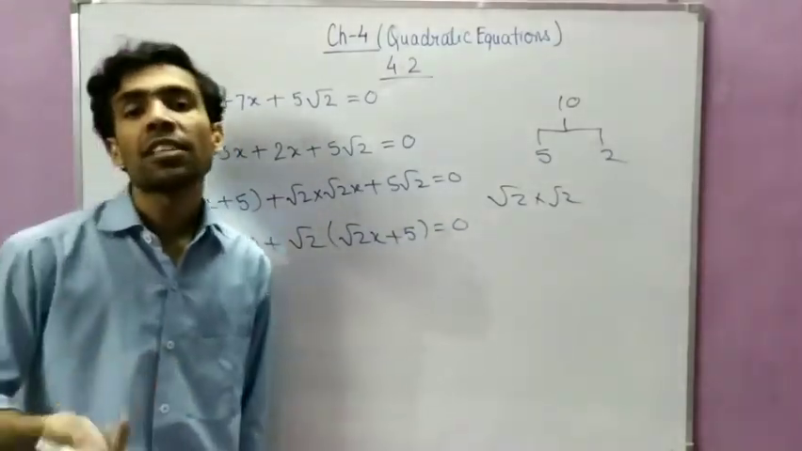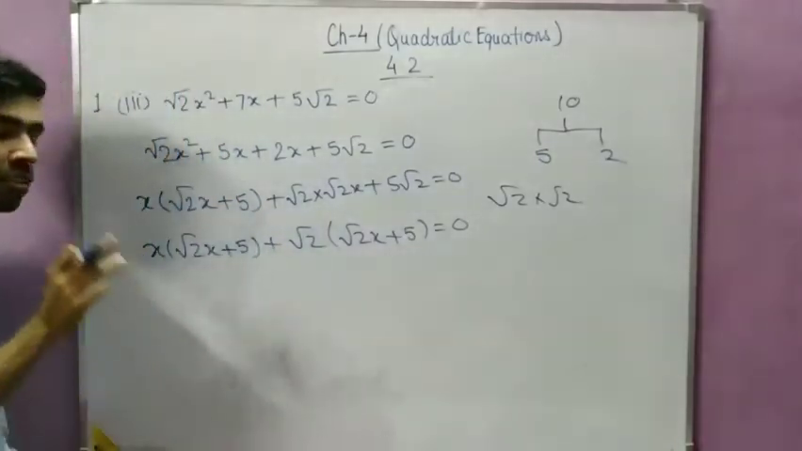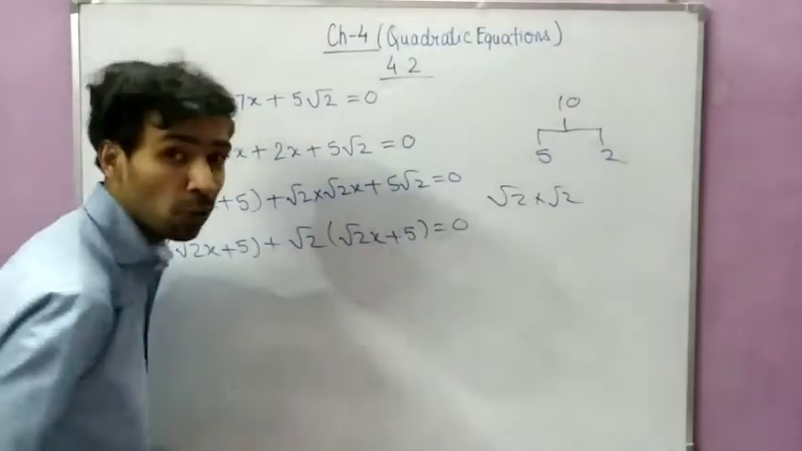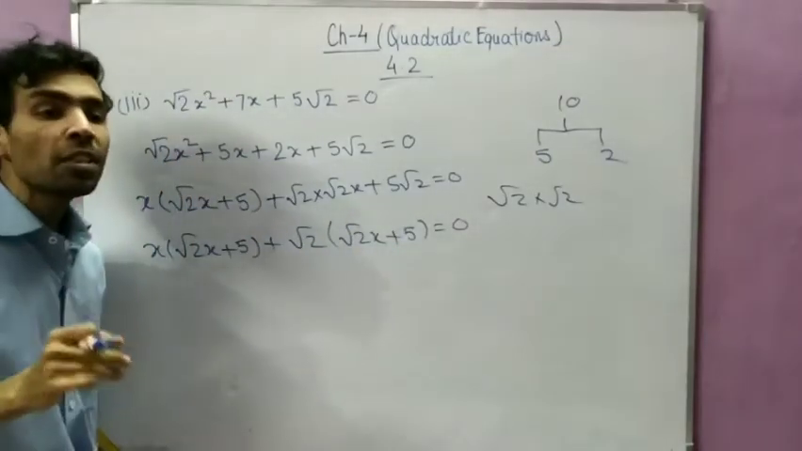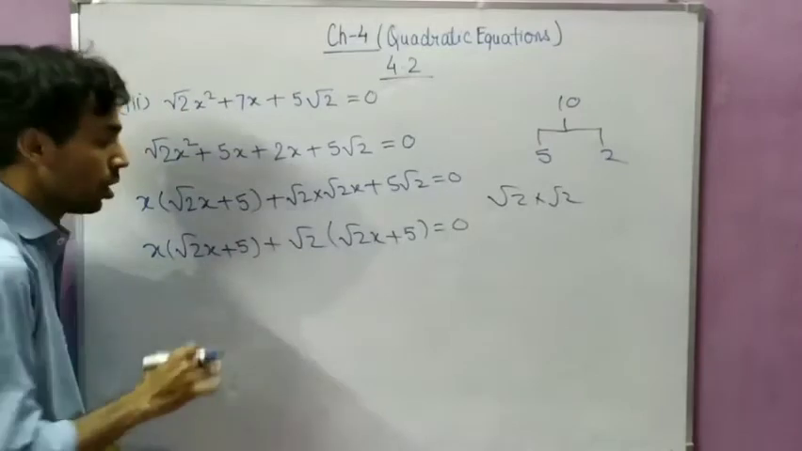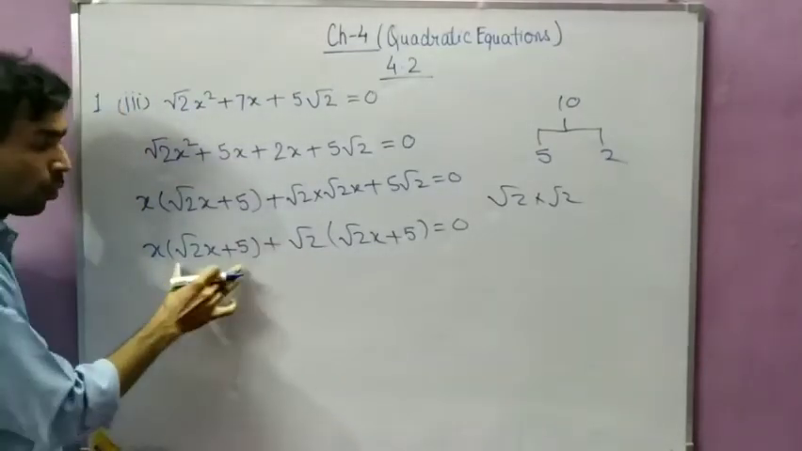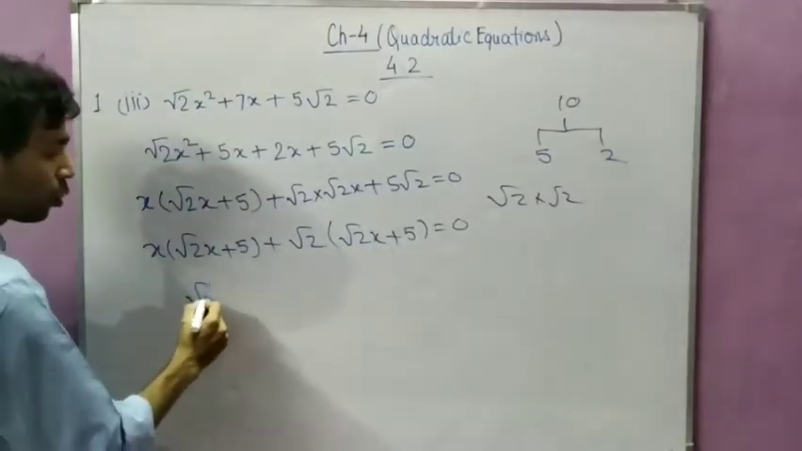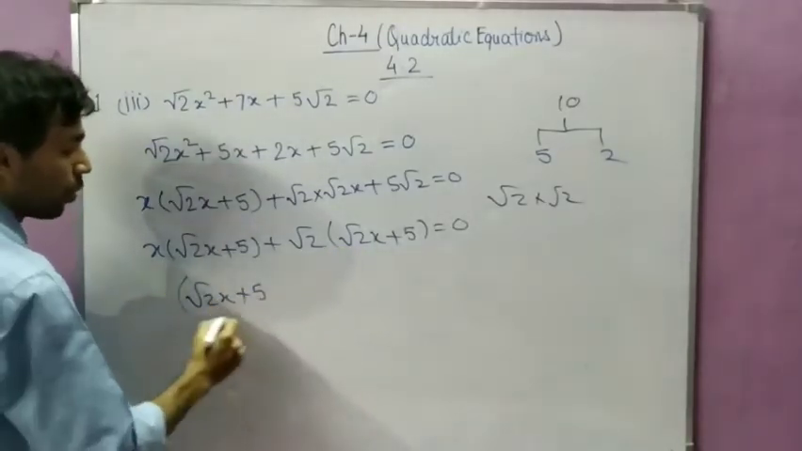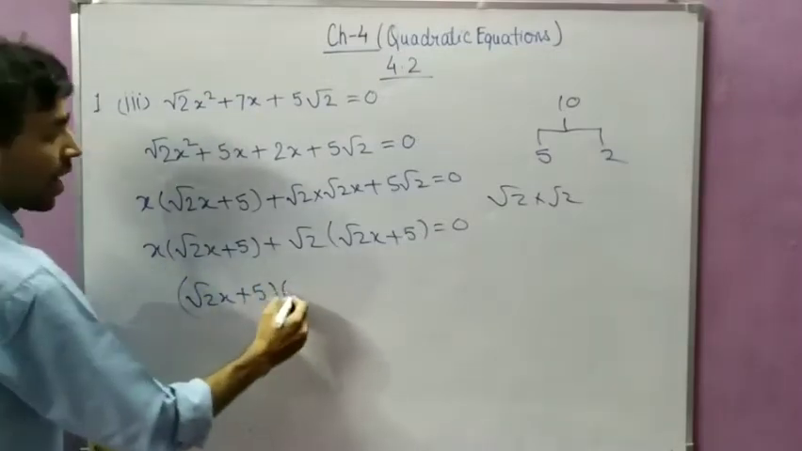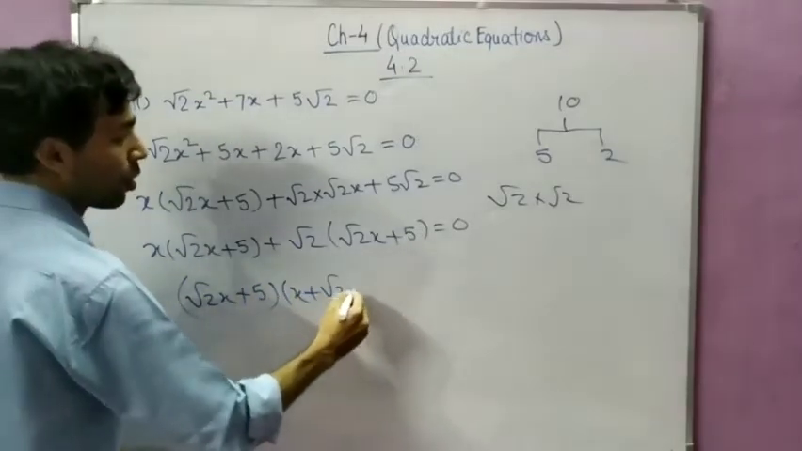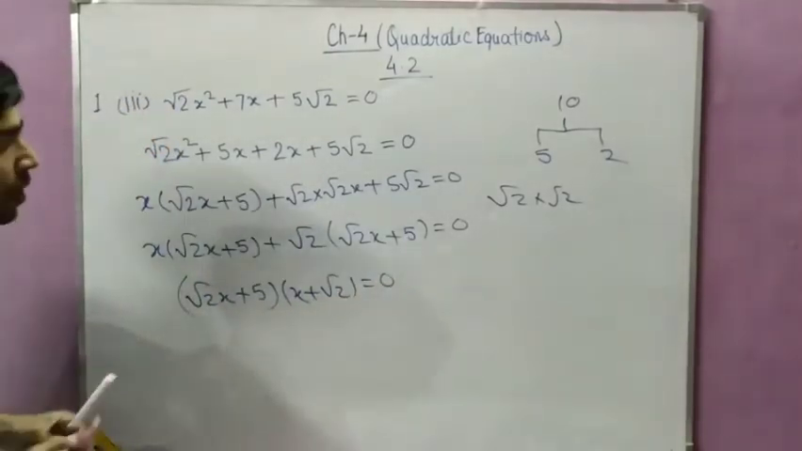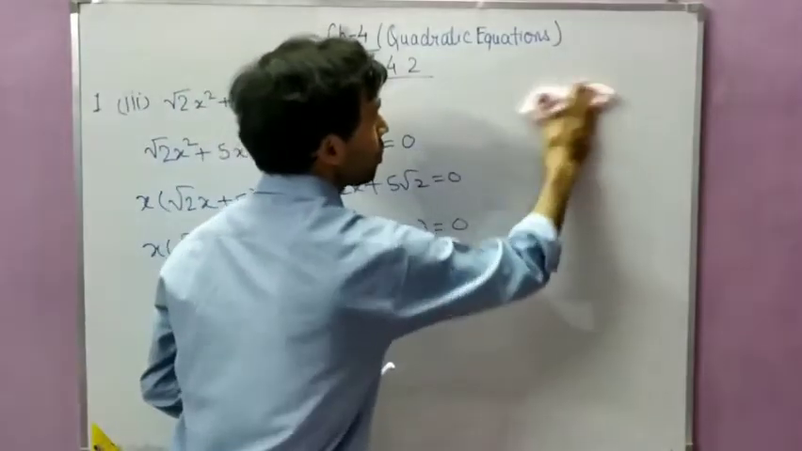How to check whether our factorization is correct or not? Whatever you get in the first bracket, the same thing will come in the second bracket also. If it is not coming, it means you have made some mistake in factorization. Now both are the same, so we can take root 2x plus 5 common. So when you take root 2x plus 5 common, you get from here x, and from here plus root 2 equal to 0.